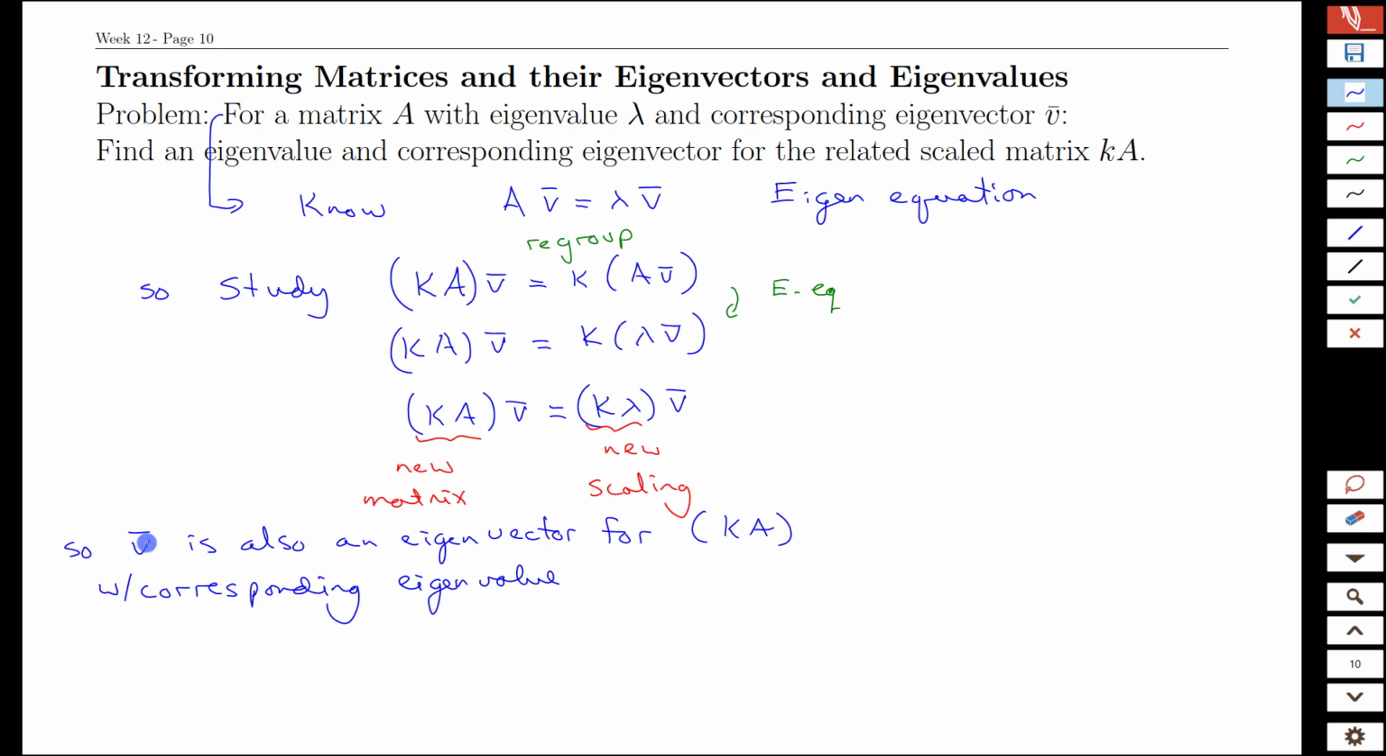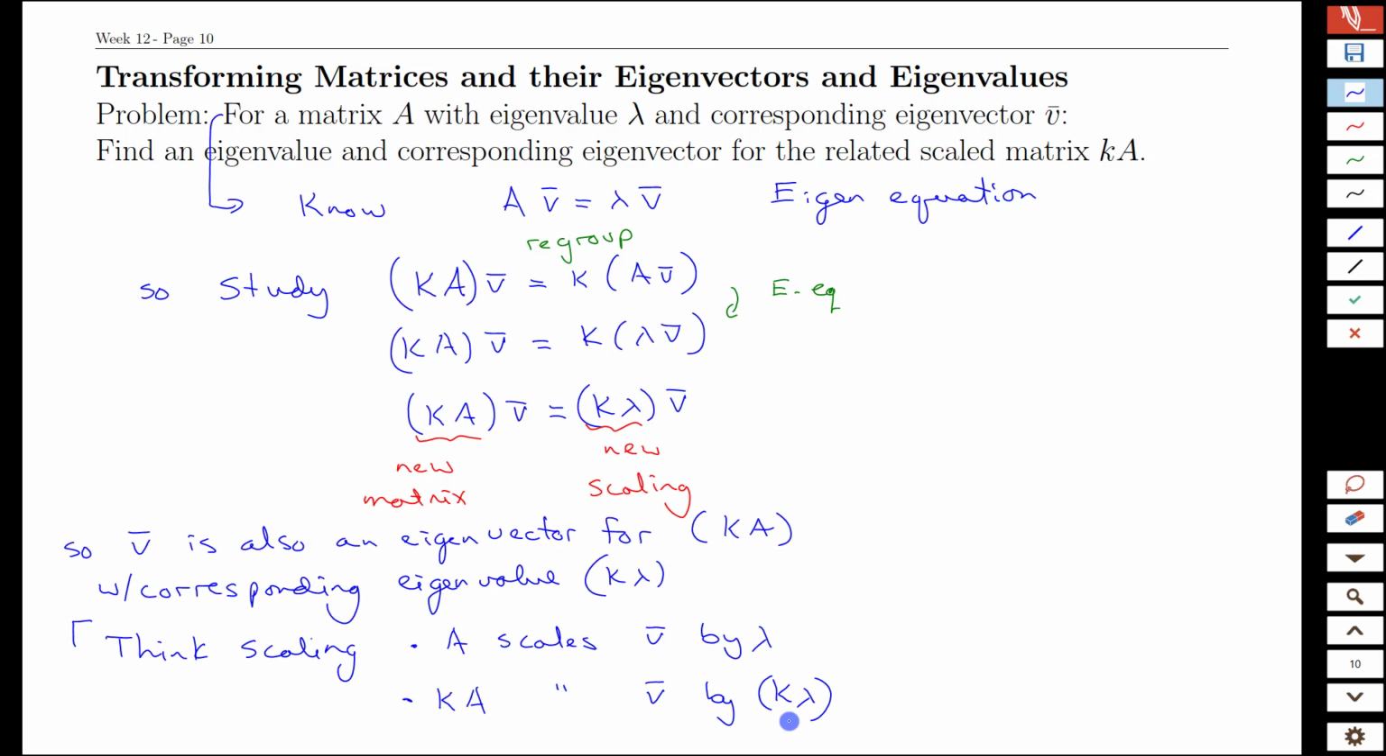It's a direction that gets scaled, not rotated or anything else, just scaled. But the corresponding eigenvalue is different. It's now k times lambda. So if we scale the transform, we also scale the eigenvalue. And that actually makes total sense if we think about scaling as the procedure we're looking for here: v gets scaled by lambda when we do this transform. A scales v by lambda. It should not come as a huge shock that if we take all the elements of A and scale them by number k, it's going to scale v by k times as much as we had before.